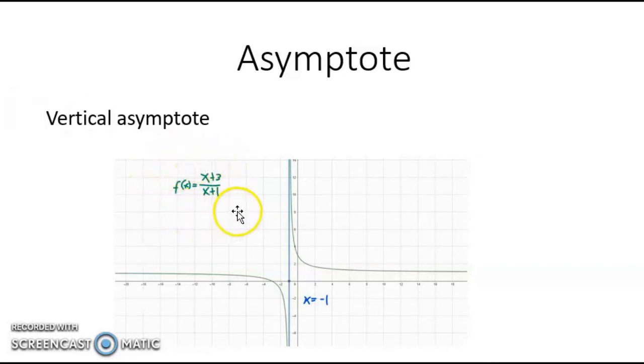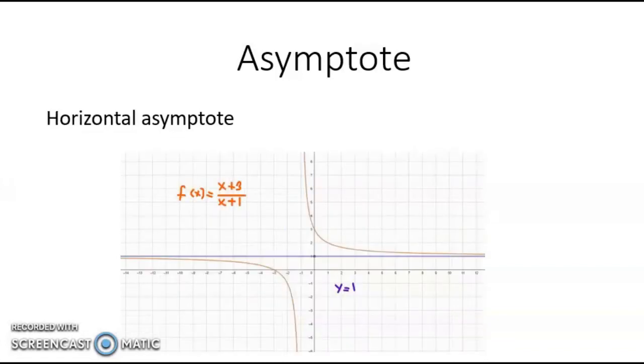This is the function f of x equals (x plus 3) over (x plus 1). The green one, that's the function. And its vertical asymptote is the line x equals -1. This is also an example of a horizontal asymptote. This is the function f of x equals (x plus 3) over (x plus 1), and the line y equals 1, that is its horizontal asymptote.